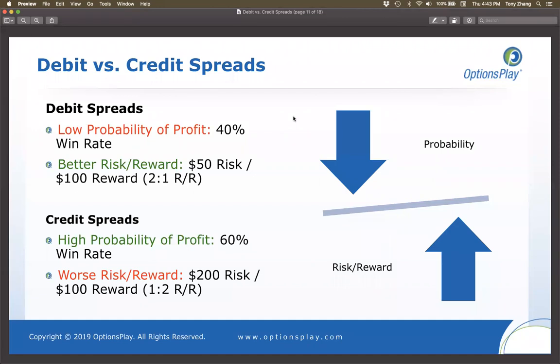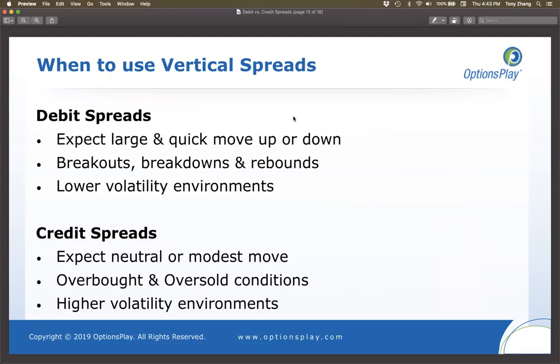So it's important to understand the relationship between probability and risk to reward. Don't just seek trades that have high probability, because I know that sounds good on paper. Everyone wants to win all the time, but if you win all the time, that one chance that you lose, you likely are going to lose far more than the amount of money that you've won on the last few trades.